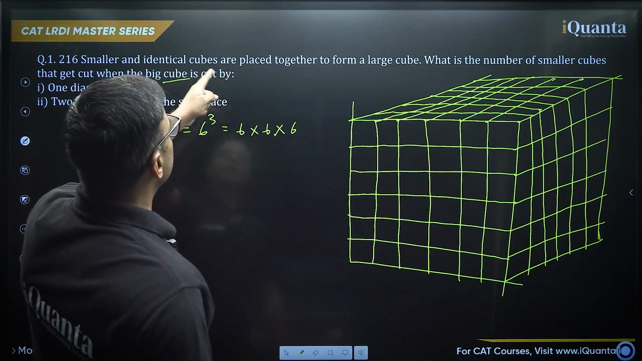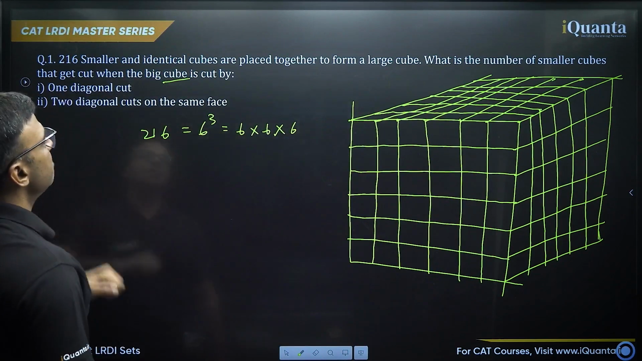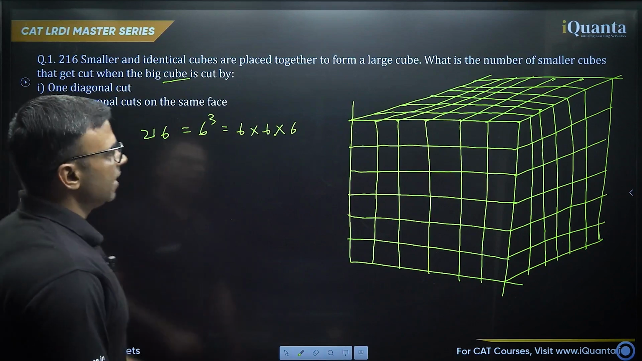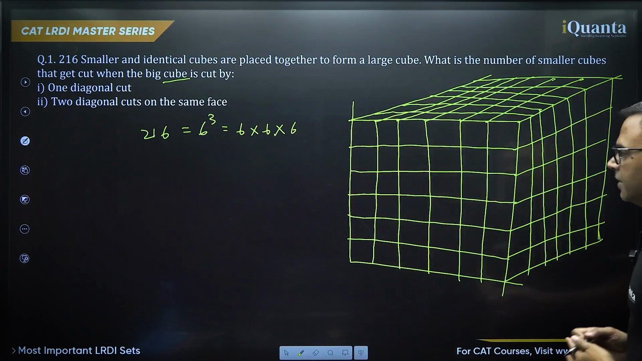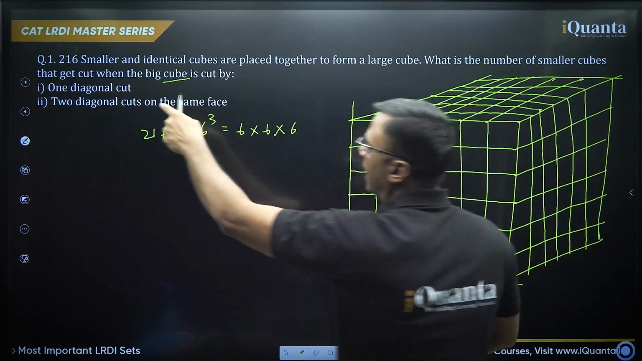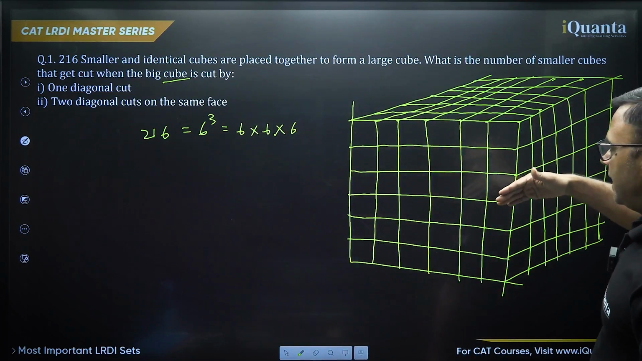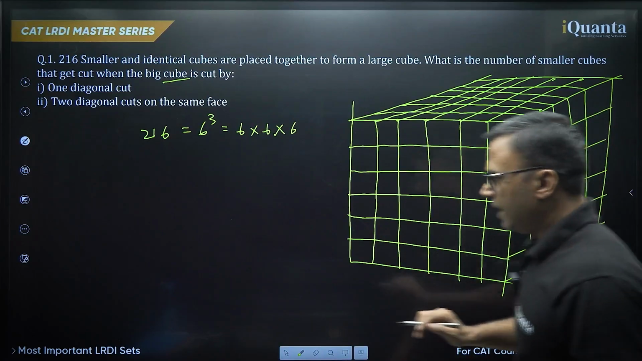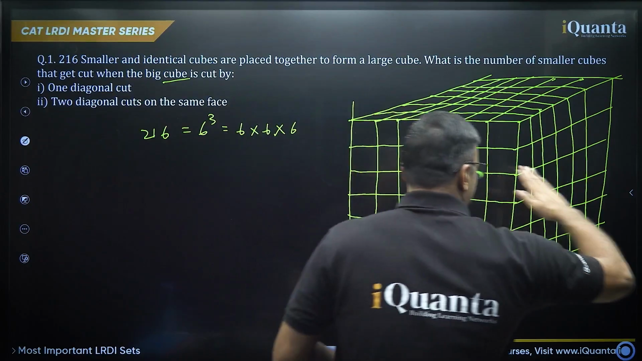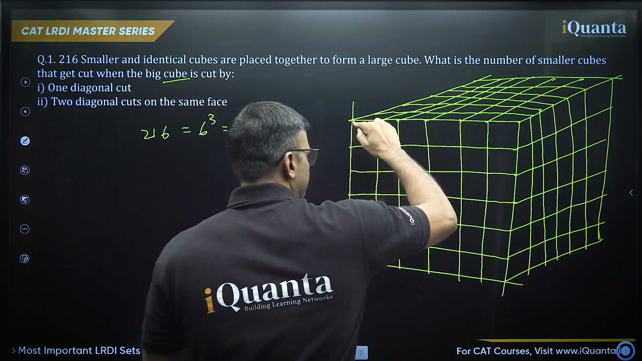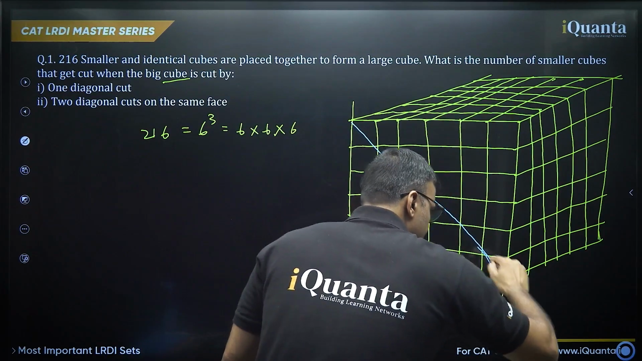216 smaller and identical cubes are placed together to form a large cube. What is the number of smaller cubes that get cut when a big cube is cut by one diagonal cut? Okay, now this is very interesting. Listen carefully. We have to cut it. How do we cut it? One diagonal cut. Suppose I want to put a diagonal cut on this, I am going to cut it across like this. Watch it very, very carefully. The diagonal cut will look like this.